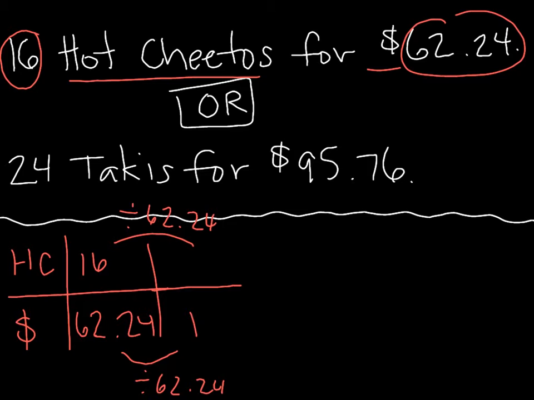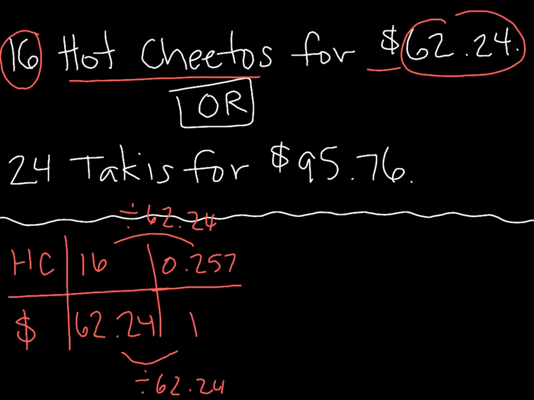So I got 0.25702. So I'm just going to round to the nearest thousandths. 0.257.